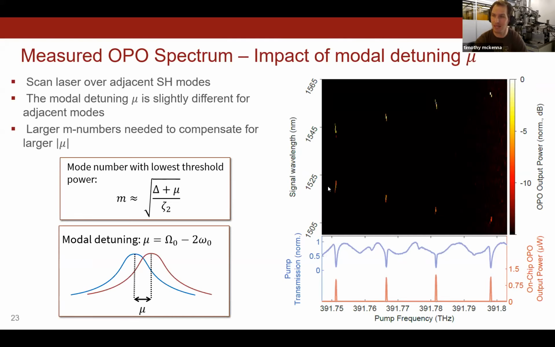But here you can see clearly that the range of M numbers is changing from adjacent mode to adjacent mode, and that tells us the mu is changing. So we can predict that for this last mode on the right, the mu must be the largest because it required the largest M number, mode number, to compensate for that mu. So this is really nice to validate some of the theory.